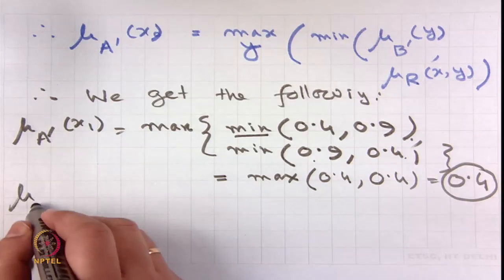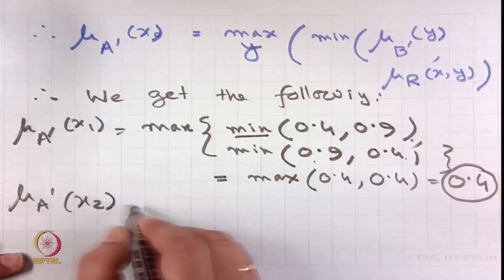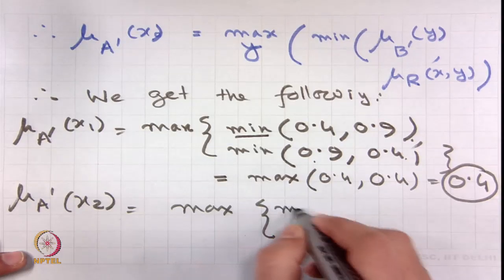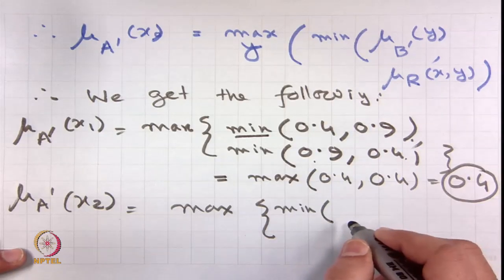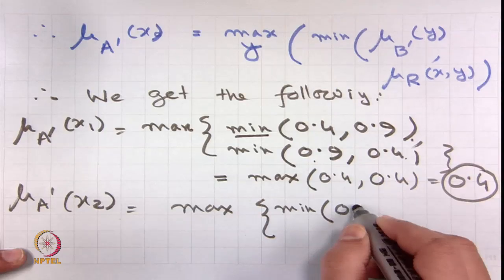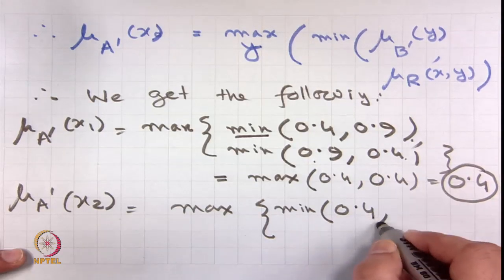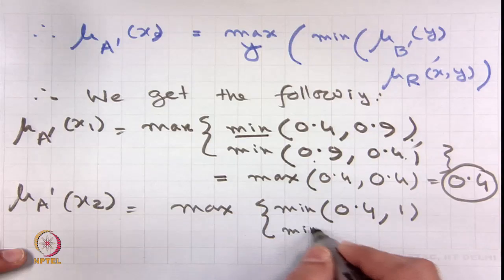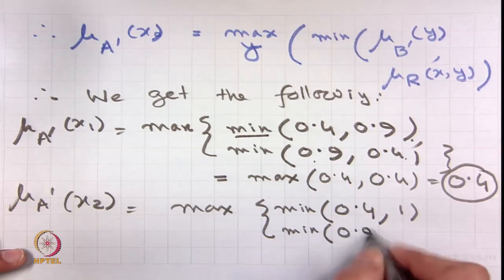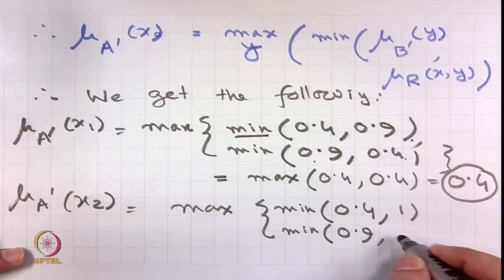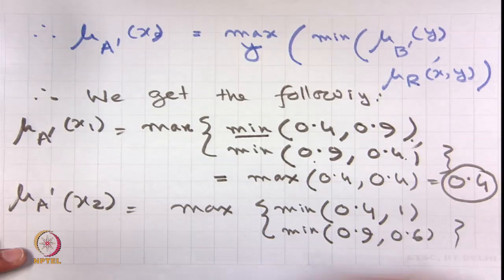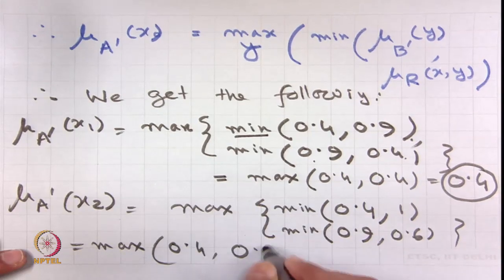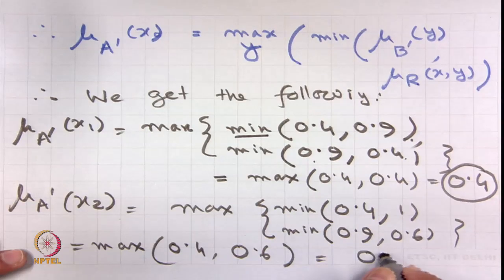In a similar way, mu a prime of x 2 is going to be maximum of minimum of 0.4 and 1, and minimum of 0.9 and 0.6, which is equal to maximum of 0.4 and 0.6, which is equal to 0.6.